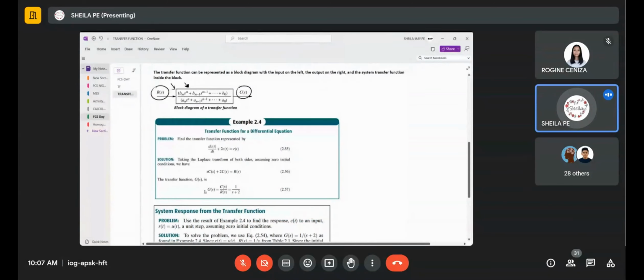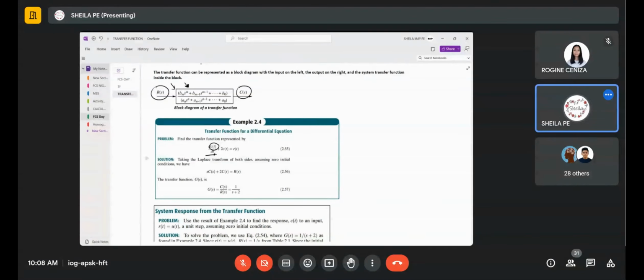So in here, we have the transfer function represented by dc(t) over dt plus 2c(t) equals r(t). If we take the Laplace transform of both sides, this is of first order, so it becomes s times C of s. Plus 2 times C of s, since we don't have any differentials there, so you just copy the C of s. And on the right side of the equation, we don't have any differentials as well, so that's R of s.